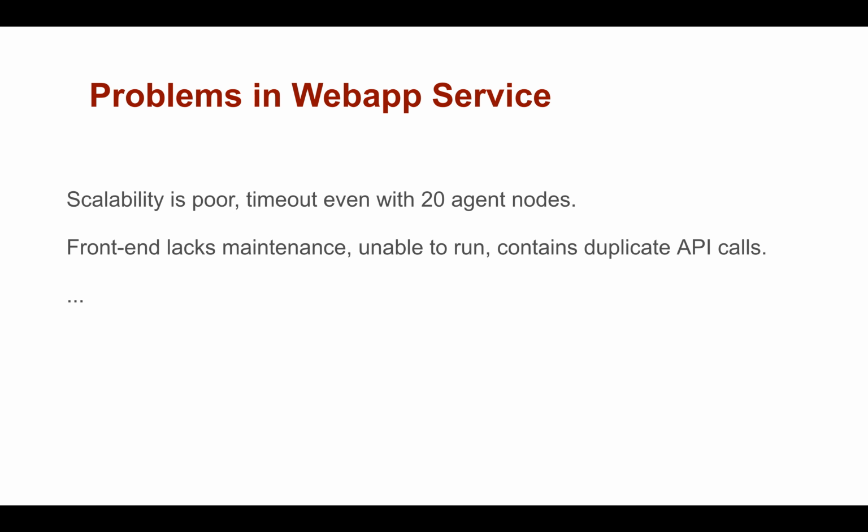Originally, there were quite a few problems regarding the web app service. Its scalability is poor. It has a hard time even scaling up to support 20 agent nodes. Besides, the frontend was first built as a demo prototype a few years ago and lacked maintenance. We cannot run the web app frontend unless making some modifications to the source code since it is quite buggy. So basically, this is the background of our project.